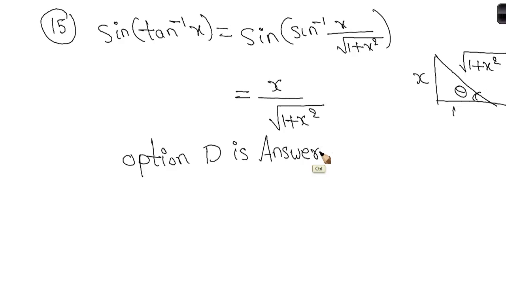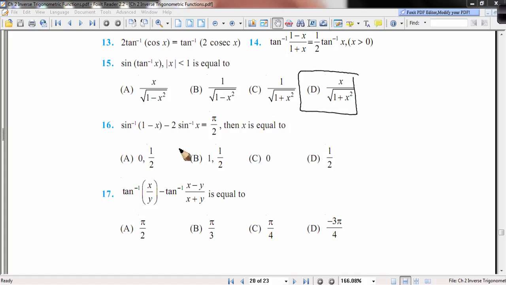Okay, let us solve the next question. Sin inverse of 1 minus x minus 2 sin inverse of x is equal to pi by 2, then x is equal to.